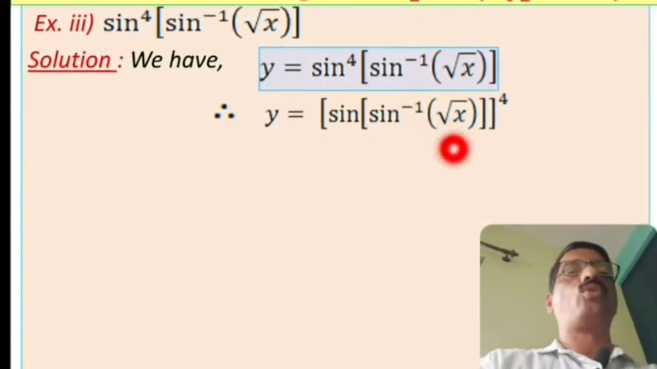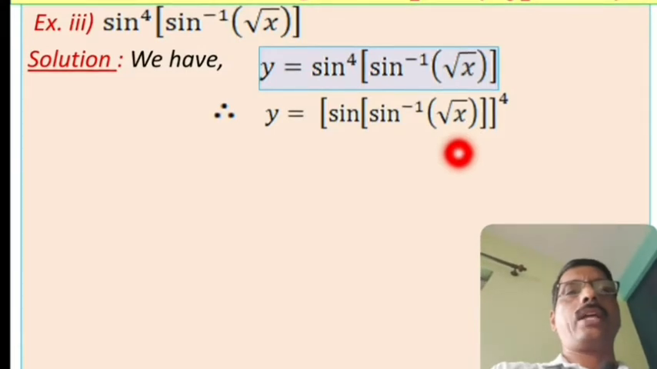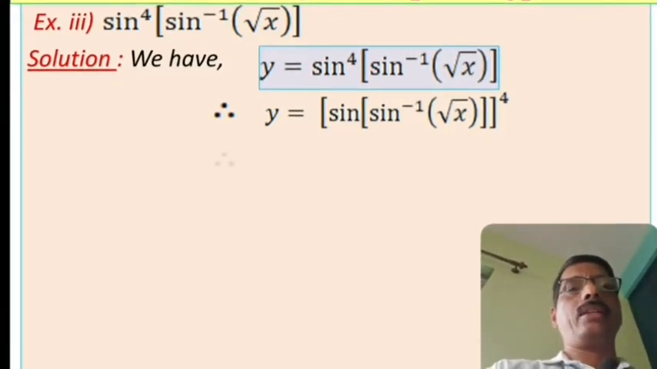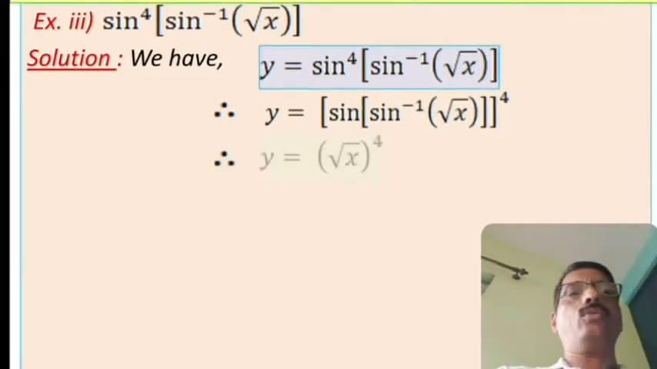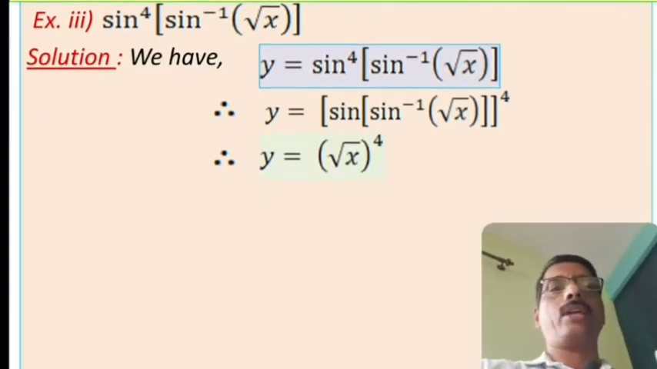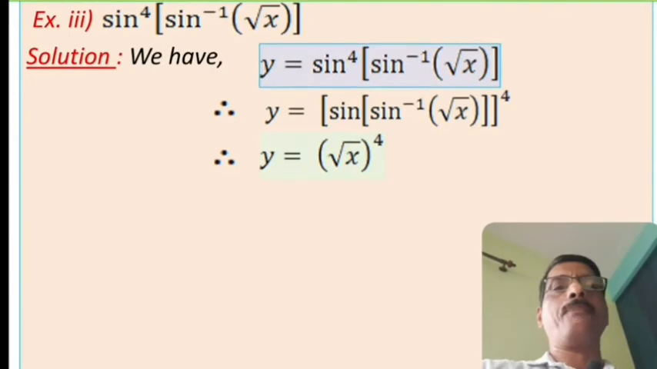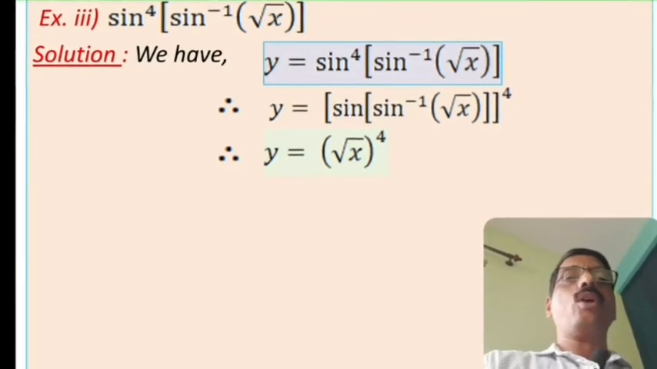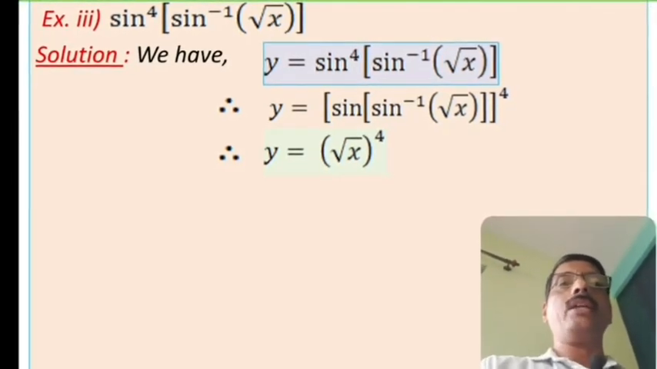Remaining is only root of x. Okay, and therefore the given function becomes y equal to (root of x) raised to 4. Okay, that is our given function. Now again we have to implement the formula of indices.